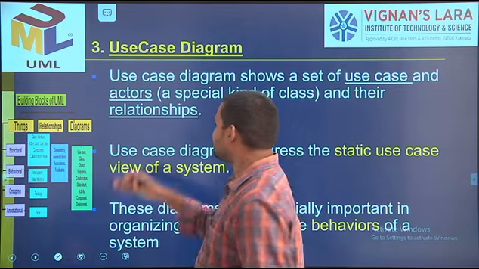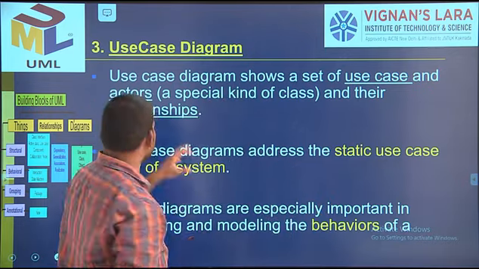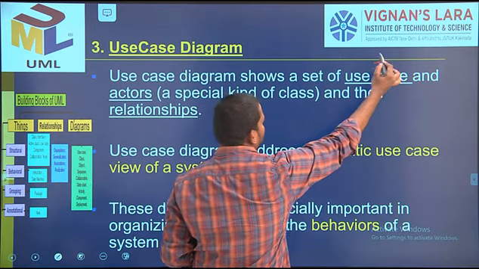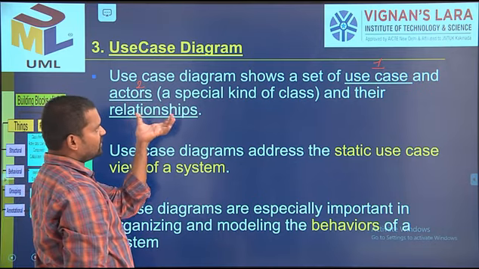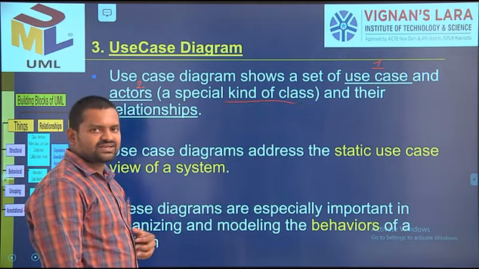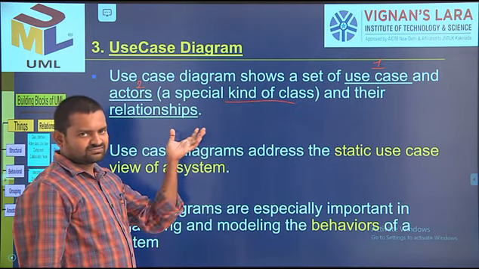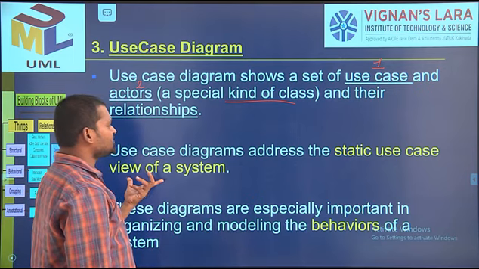From that collaboration, we have to see the use case diagram. And then we have to see clearly what a use case is. A use case diagram contains different kinds of use cases, and second, the actors. Who are actors? An actor is a special kind of class. Sometimes relationships are also used in the use case diagram.